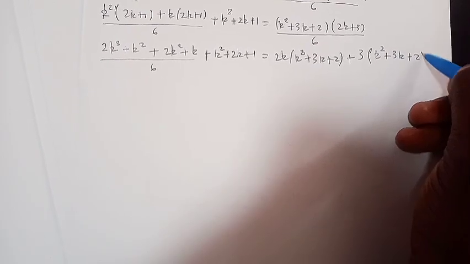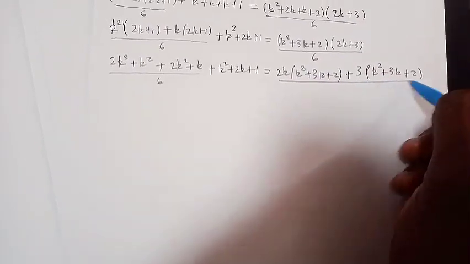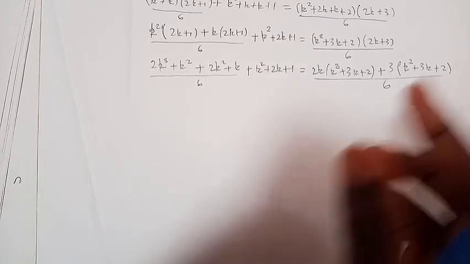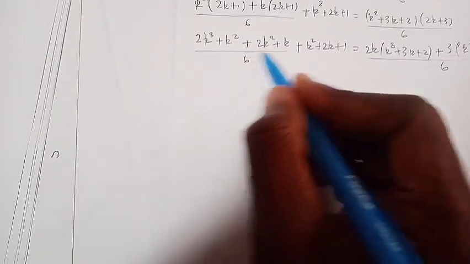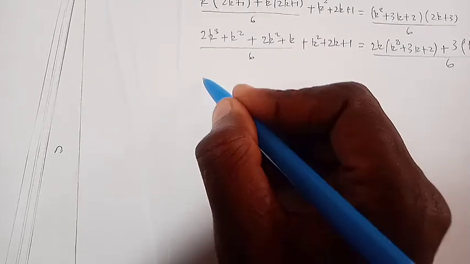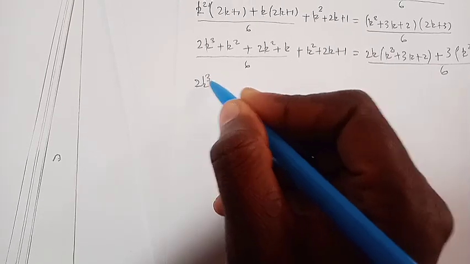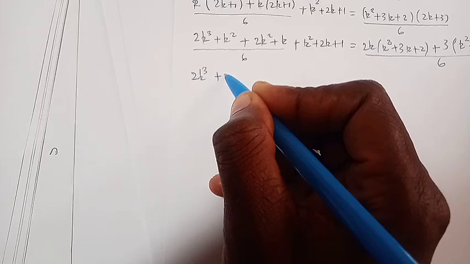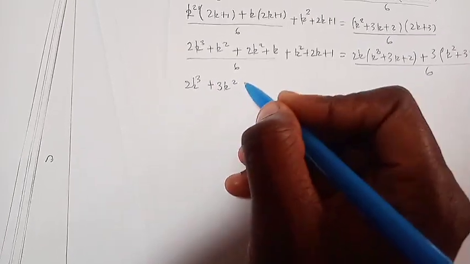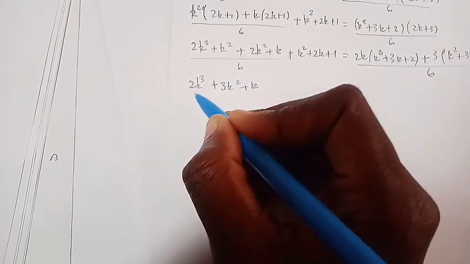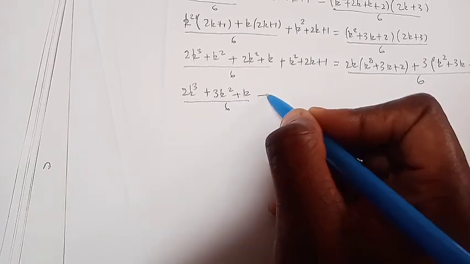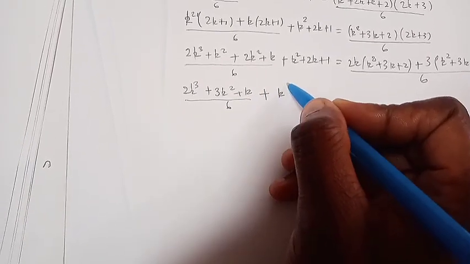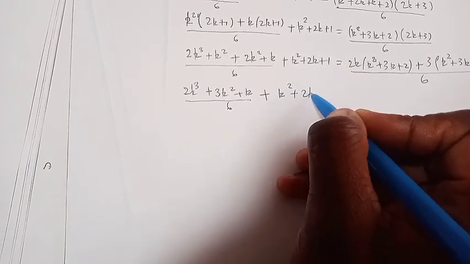Okay, and then I divide this whole expression by 6. Okay, so I come back here again, and then I simplify this as well. So I remain with 2k cubed plus 3k squared plus k divided by 6. Okay, then I repeat this one as well, k squared plus 2k plus 1.